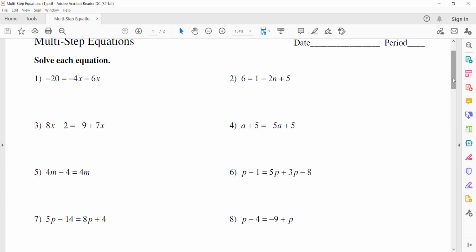So the first problem, I got more than one x term. Well, that should be a clue that you need to combine like terms. And that first one was really only a 2-step equation. So how many x's do we have in that first one? 2. I have 2 terms.